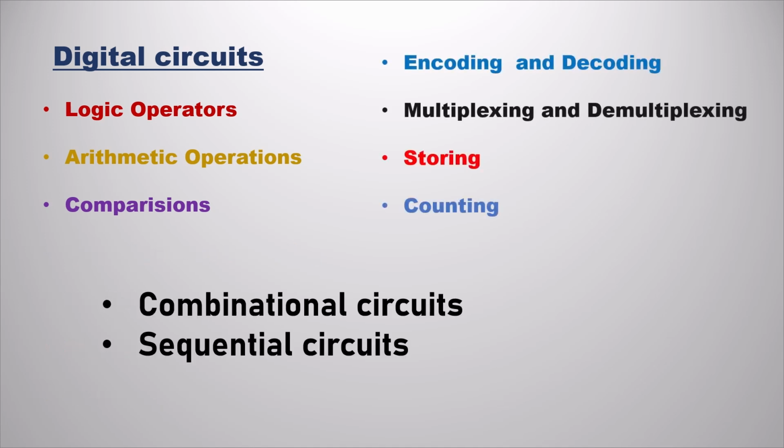These are the two things that we are going to see in digital circuits: combinational circuits and sequential circuits. These two are the main sub-branches of digital circuits. All the operations that I showed above, that is encoding, demultiplexing, counting, storing, and comparisons as well, can be performed with the help of combinational circuits and sequential circuits. These circuits will be seen in upcoming videos.